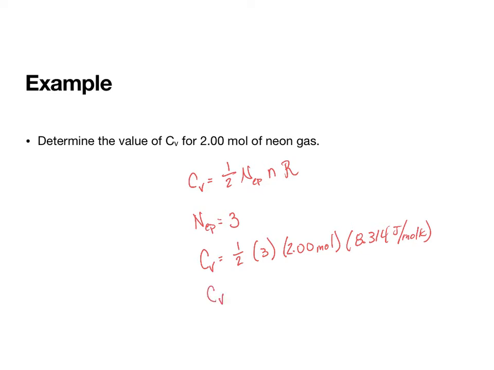And I get that CV is going to be equal to 24.9 joules per Kelvin. Okay, so the challenging part of this one is what we've been working on, which is counting the degrees of freedom for molecules and atoms.